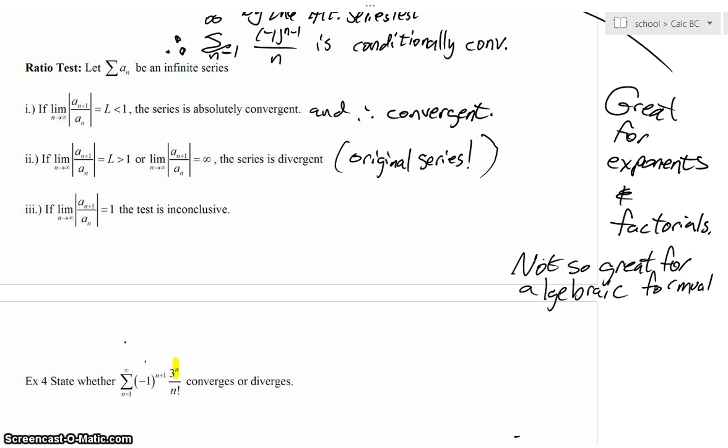Picking up with lesson 12.6, we're going to look at two amazingly powerful tests that are going to allow us to tell if series are absolutely convergent, divergent, or in some cases, indeterminate cases that need further analysis. The ratio test.